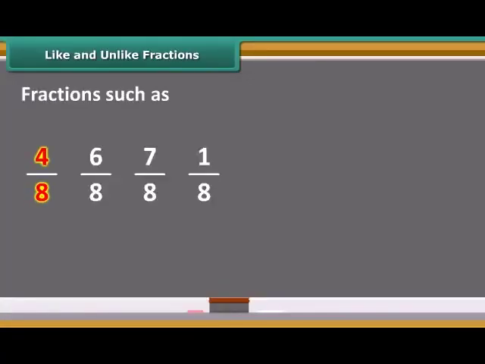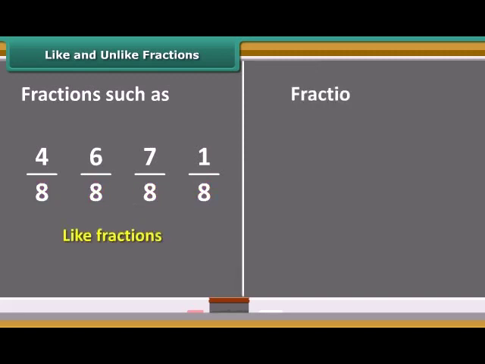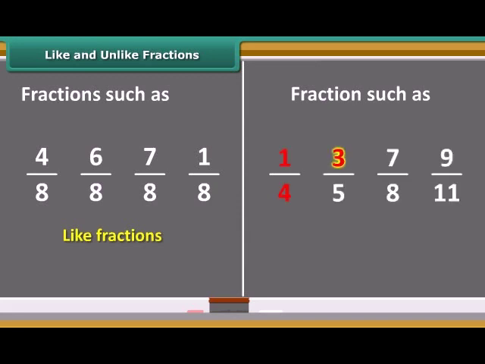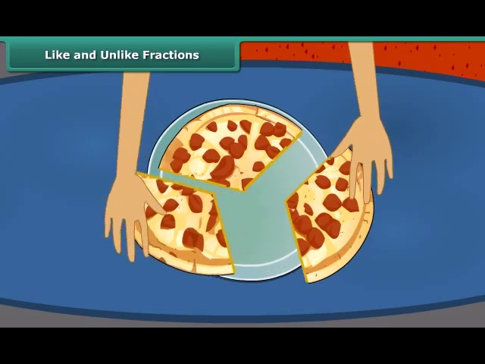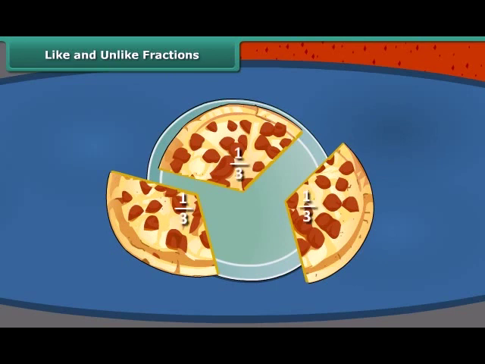Fractions such as 4/8, 6/8, 7/8, 1/8 with the same denominator are called like fractions. Fractions such as 1/4, 3/5, 7/8, 9/11 with different denominators are called unlike fractions. Looking at the question we asked earlier, we can say that each of them, Rahul, Rima and Nina, received 1/3 part of the pizza. Notice that this is also an example of like fractions.